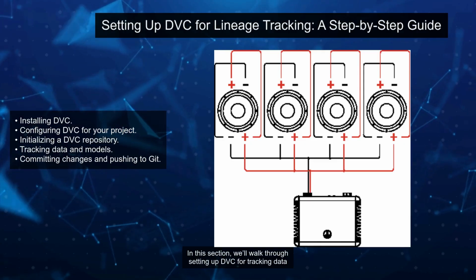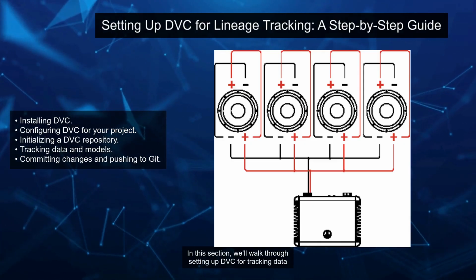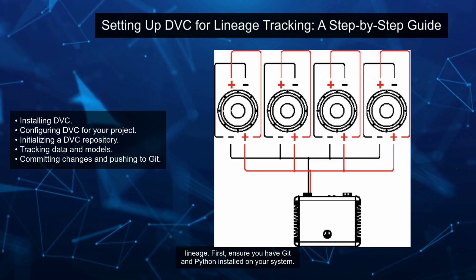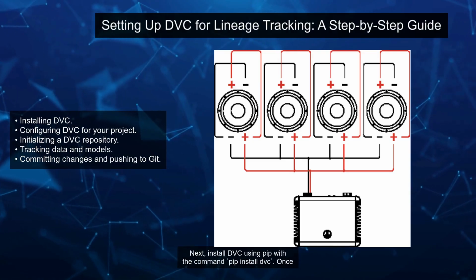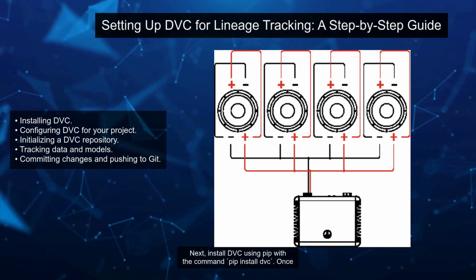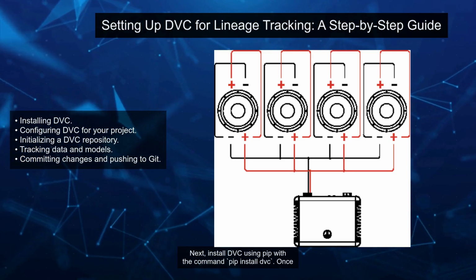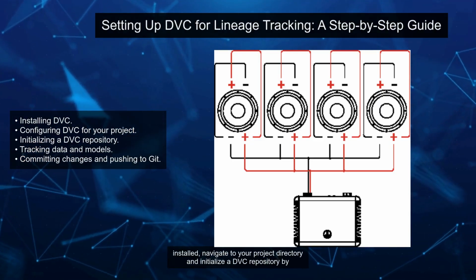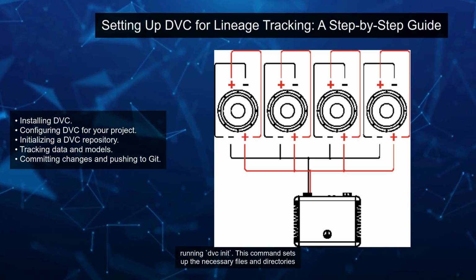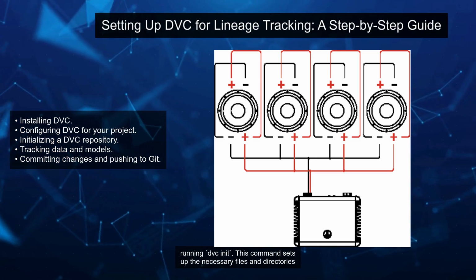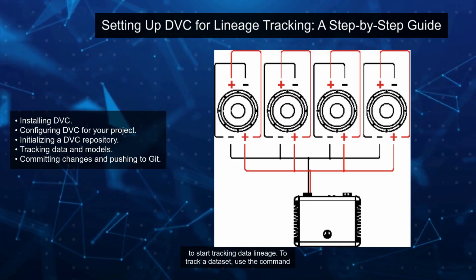This integration simplifies the tracking of data changes, making it possible to revert to previous states effortlessly. In this section, we'll walk through setting up DVC for tracking data lineage. First, ensure you have Git and Python installed on your system. Next, install DVC using pip with the command pip install dvc. Once installed, navigate to your project directory and initialize a DVC repository by running dvc init. This command sets up the necessary files and directories to start tracking data lineage.